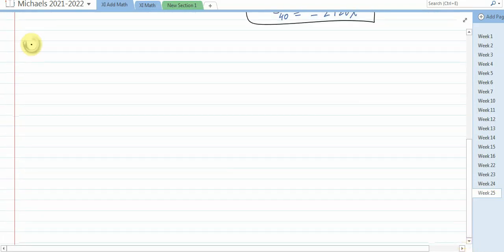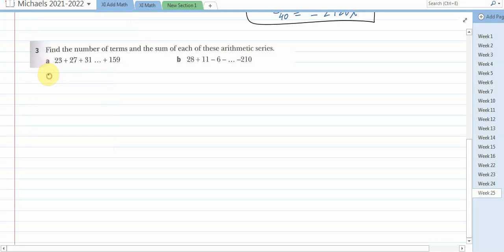Same exercise 11.3 from your new book. It says find the number of terms and the sum of each of the arithmetic series. Now we are going to start from part B. Part B says 28 plus 11 minus 6 minus, and its last term is minus 210.